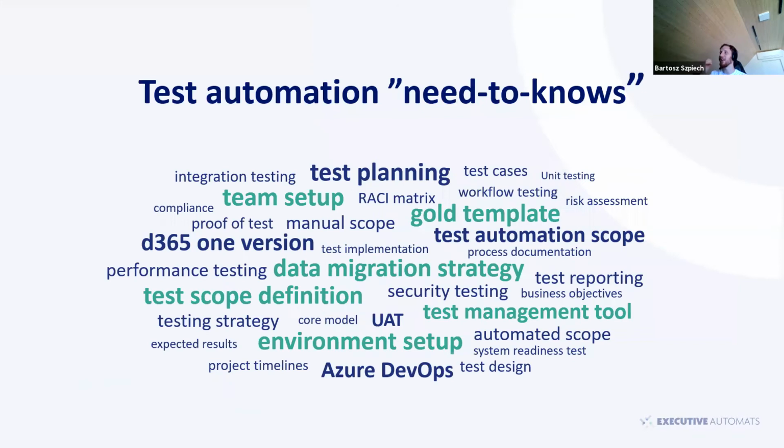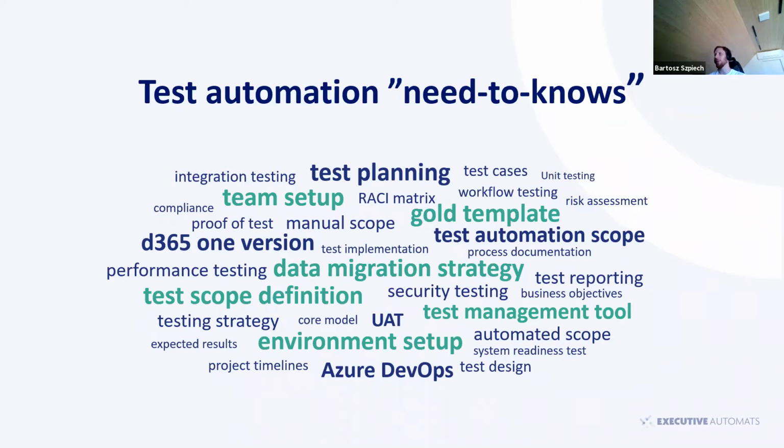Let's jump straight into the test automation need to knows. We would like to give you some ideas, some points that you can think of concerning test automation. Definitely when you are starting the implementation project, or when you are before go live and you are considering the OneVersion maintenance to be sort of prepared for every version from Microsoft which is coming. These elements might be good to understand, to just remember.